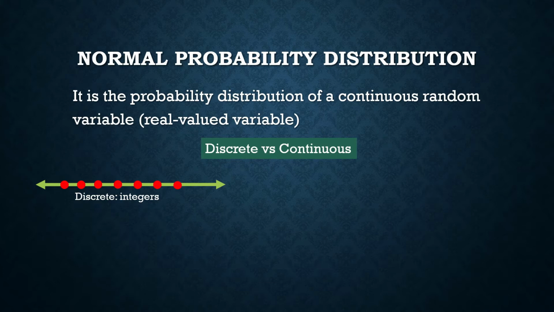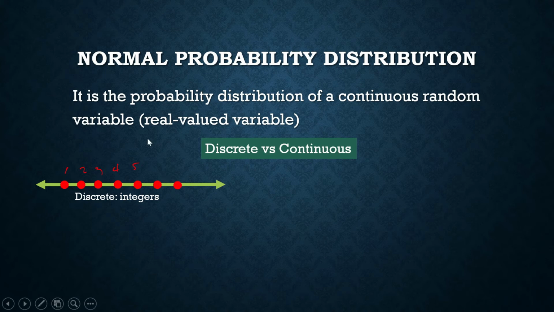They are countable, so you can count them: 1, 2, 3, 4, 5, and so on and so forth. And there are no values between consecutive integers. You don't have an integer between 4 and 5. You don't have an integer between 1 and 2.